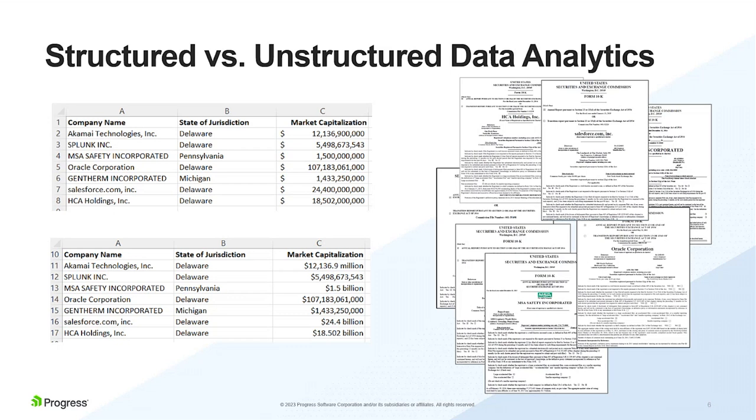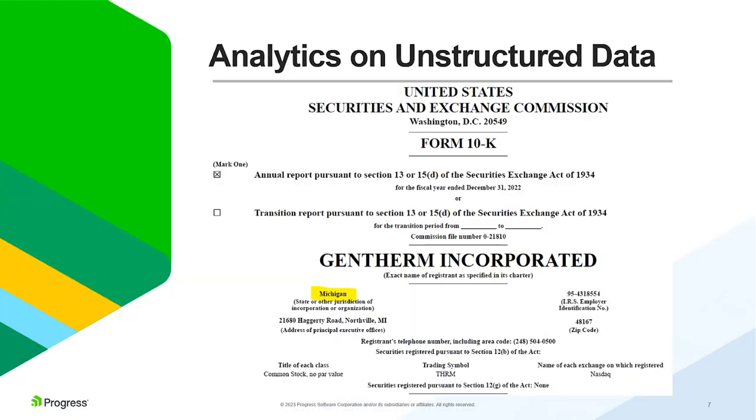If I wanted to be able to answer these questions about state of jurisdiction and market capitalization, and all I have are these PDF documents, what would I have to do? Well, I'd have to go into each document. Oh, there's 50 states in a union. Yeah, it's probably going to be on the first page. I can probably pull that off pretty easily, and maybe I can figure out how to do that. So, I think I can solve that problem.